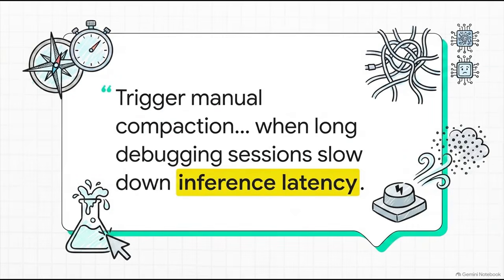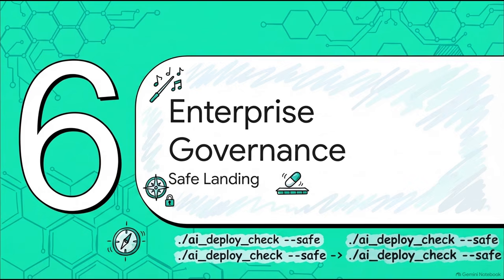I want you to make this your rule of thumb. Aggressive memory management is the secret to speed. When you're deep in a marathon debugging session and things start dragging or drifting, hit that compaction trigger to clear the fog. Let's bring it all home in Section 6, Orchestration and Enterprise Governance, Safe Landing.